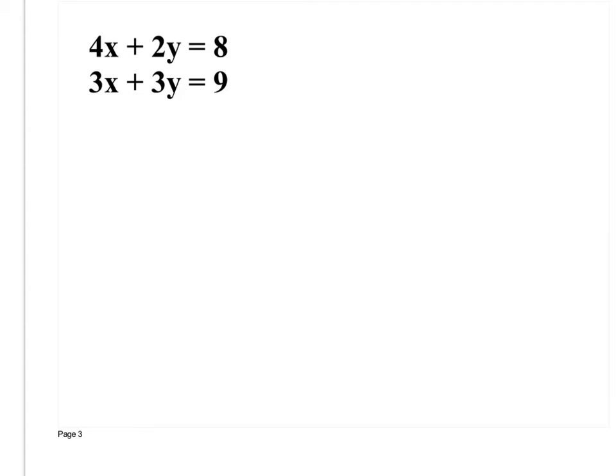Let's go with x. Okay, what do you think I need to times the top one by? 3. Okay, good. Times the top one by 3. What should I multiply the bottom one by to get rid of x? Negative 3. I mean negative 4.